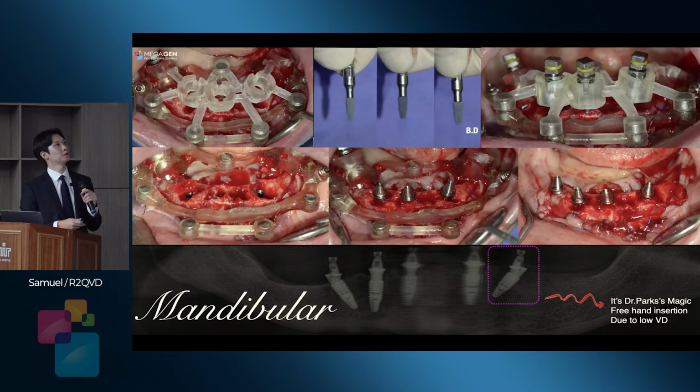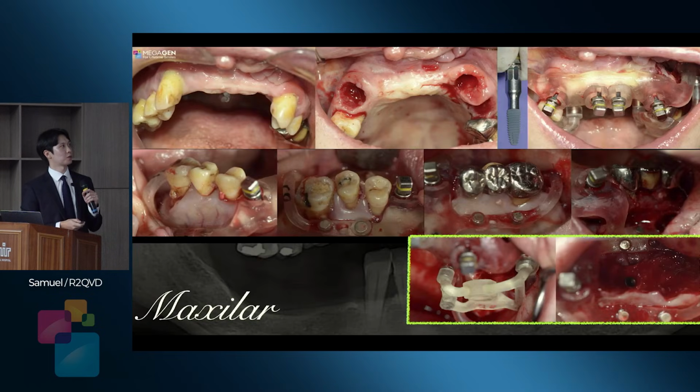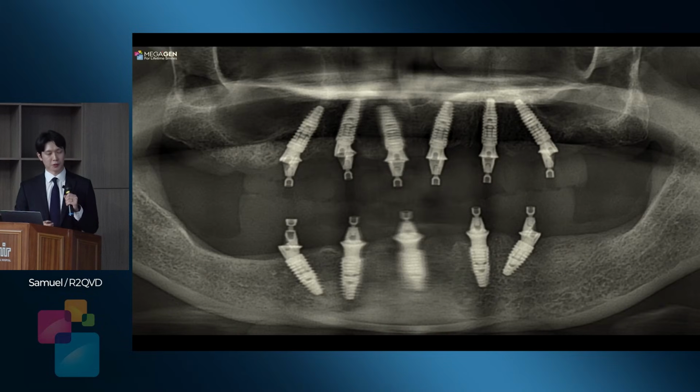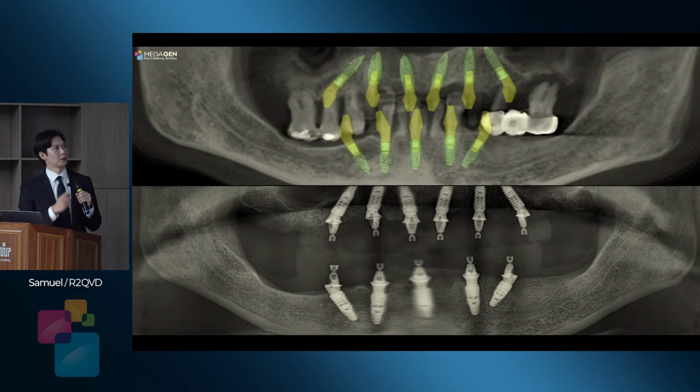Then the upper also has the same protocol with the guide, like this. Yes, here, extraction of the tooth, change to the stackable guide, drilling here, and place the implant. Then he does surgery like this. So the upper is planning, the lower is the real, X-ray, almost the same, right?